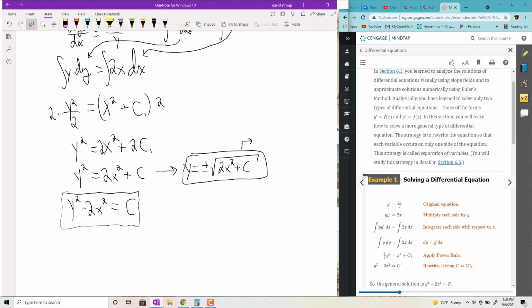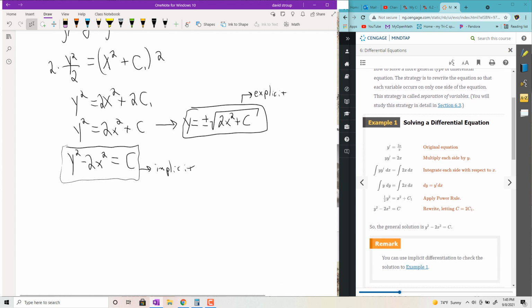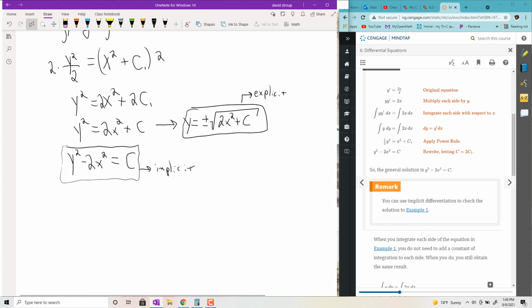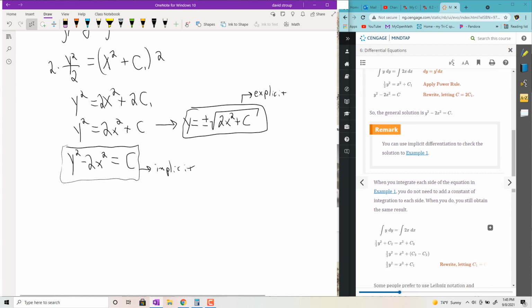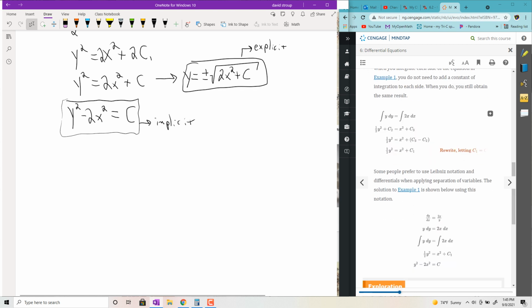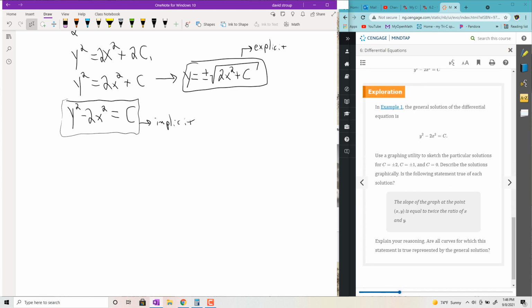So you have y equals something, it's called explicit. This form is called implicit. And so sometimes the implicit form is better because it's just more recognizable if you're playing around with hyperbolas all day long. Okay, so anyways, that's our general solution for this problem. And yeah, okay, so hopefully that kind of gives you some sort of introduction to it.